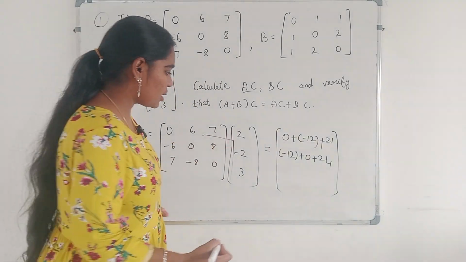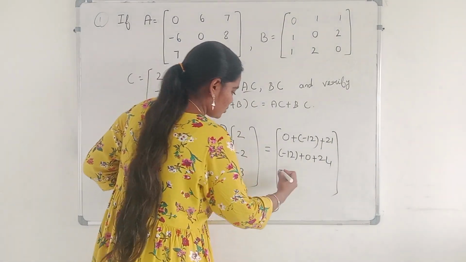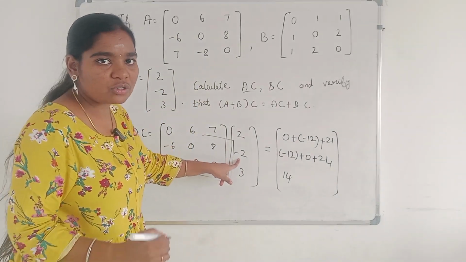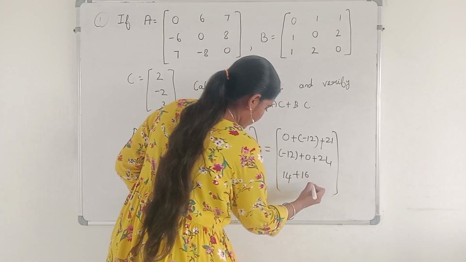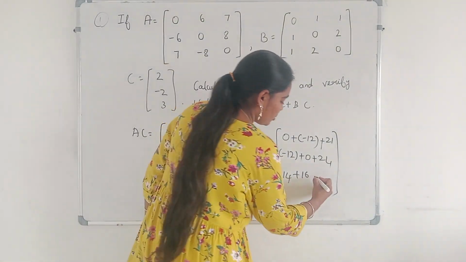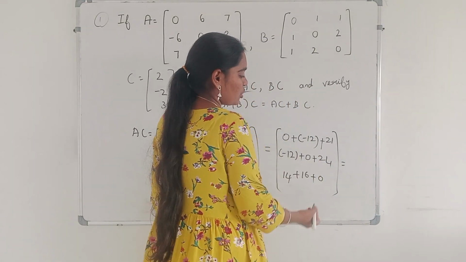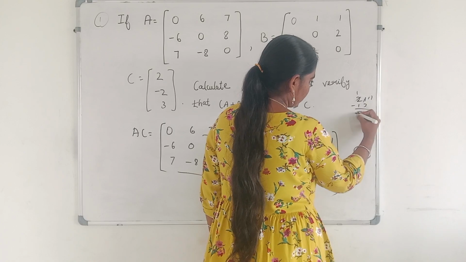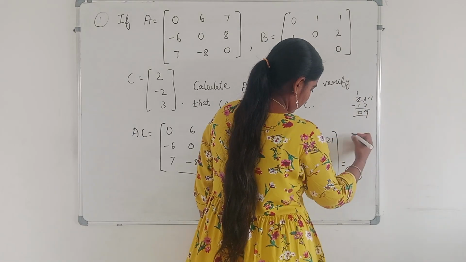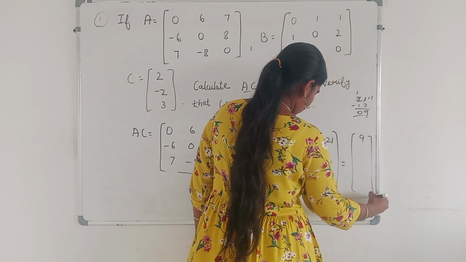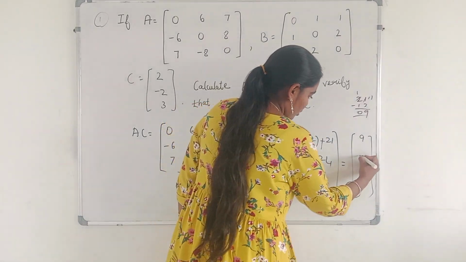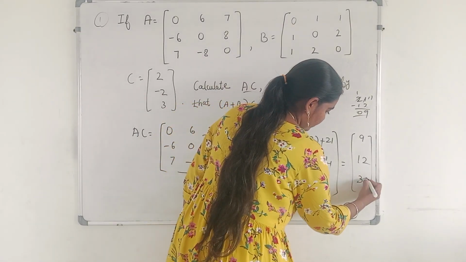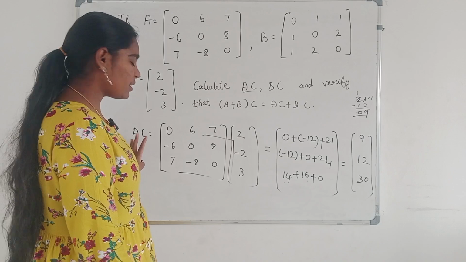Next, this third row with this column. 7 2s are 14. Here, minus 8 into minus 2, plus 16. Plus 0 into 3, plus 0. So equal to 21 minus 12, 9. 24 minus 12, 12. 16 plus 14, 30. So this is your AC value.